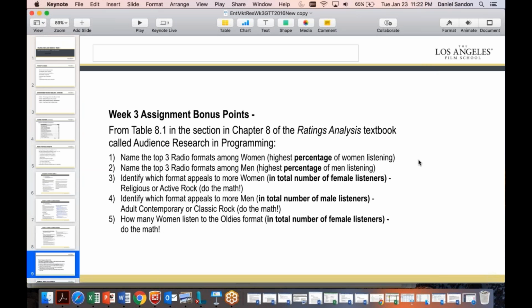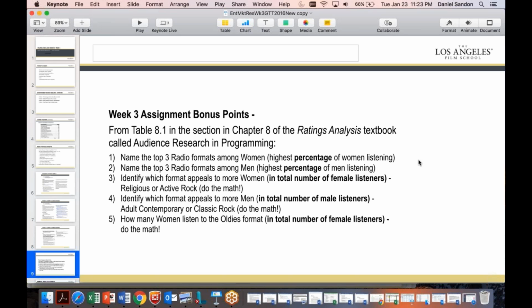So the first question is, name the top 3 radio formats among women, and that is the highest percentage of women listening. So I just showed you that. You'll see that the right side of the table, the top of that, are the top formats among women, right? And then number 2 says, name the top 3 radio formats among men. Well, I showed you that the bottom of that list is the top formats among men, right? Because it's the lowest formats among women. So number 1 and 2 are just straight from that table, the top 3 and the bottom 3.